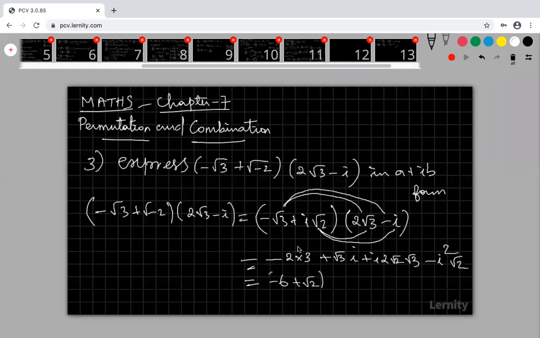This is my real part. These two terms are called the real part. In these two terms, which is common? i is common, root 3 is common. Take i and root 3 outside. Here it is 1, here it is 2 root 2. Are you clear? This is my A plus iB form. This is my real part A, and this is my imaginary part B. Are you clear?